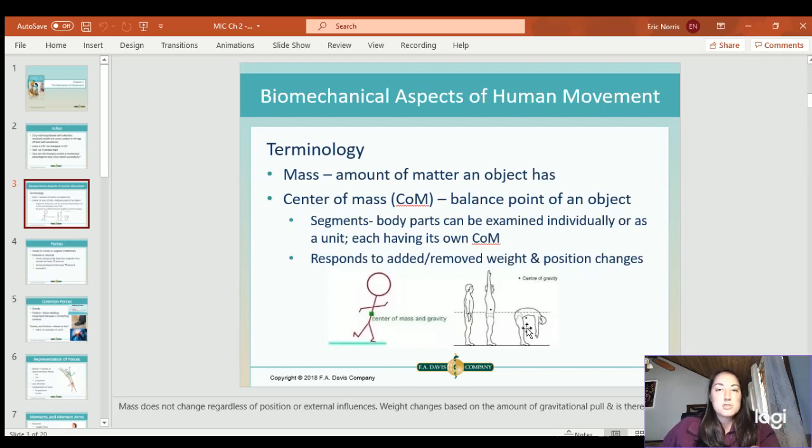And then segments are just talking about your body parts. They can be looked at individually or as a group, and they each have their own center of mass. So if we were talking about a foot, it would have its own center of mass, or if we were talking about the entire leg, it would have a different center of mass, the entire body, a different one. So you kind of have a center of mass for each segment of the body in order to know exactly how the weight is distributed in a balance point around that.